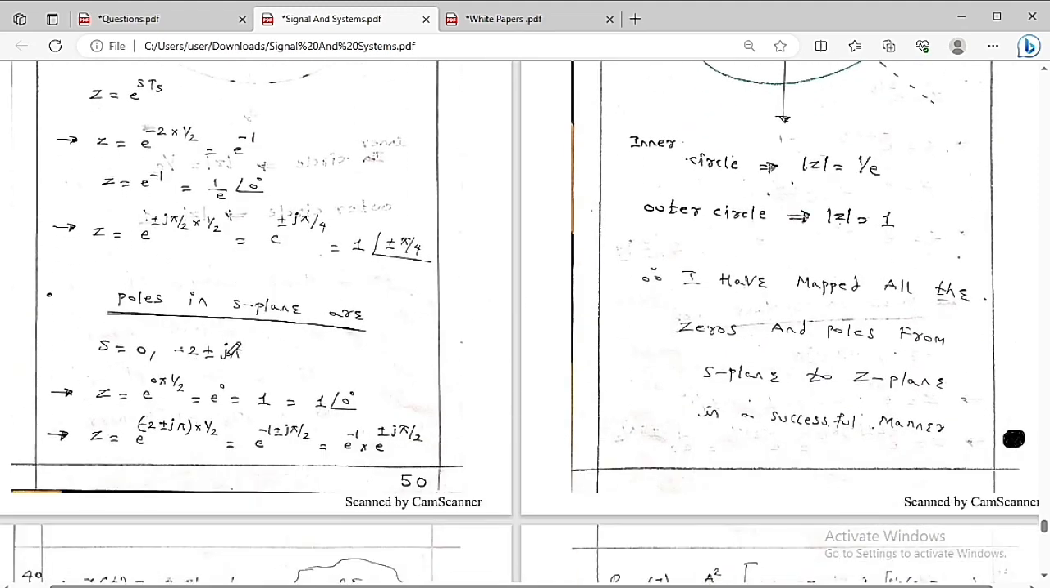The three poles are 0, minus 2 ± j pi. I want to convert these poles from the S plane to the Z plane with the help of the conversion Z = e^(sTs). Now let's substitute S = 0.